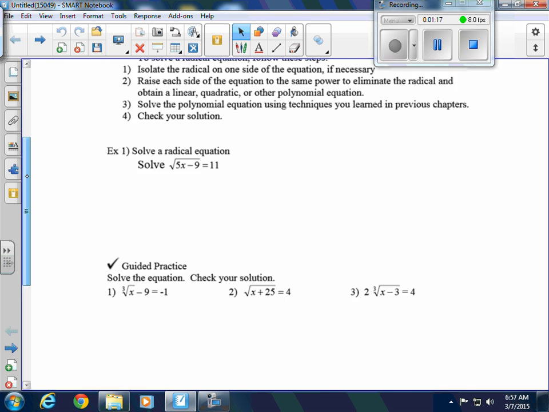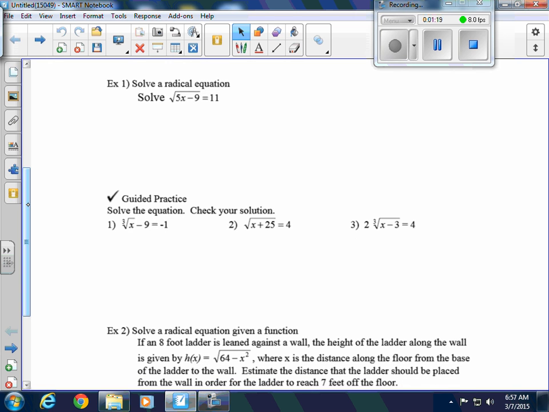So when we look at example 1, our goal is to solve this. Well, we have the square root of 5x minus 9. That's on a side by itself, so that radical is isolated. So what we're going to do is square both sides. If we do that, now we get 5x minus 9, because the square root and the square cancel each other out. 11 squared is 121. Now we have a linear equation.